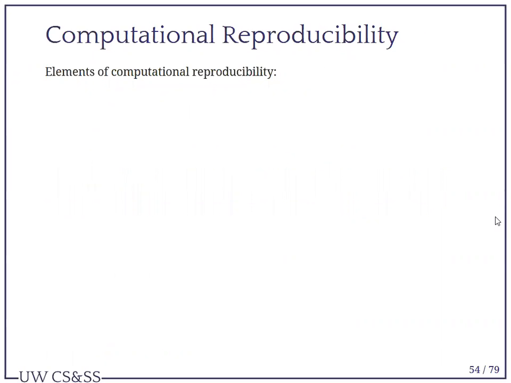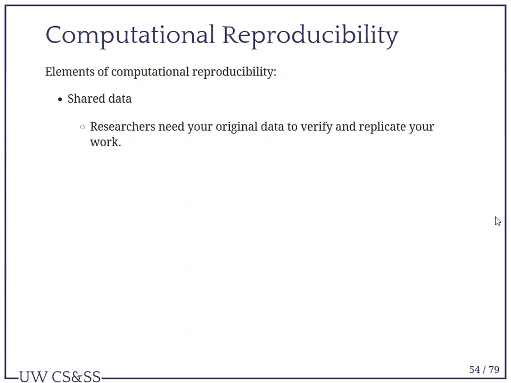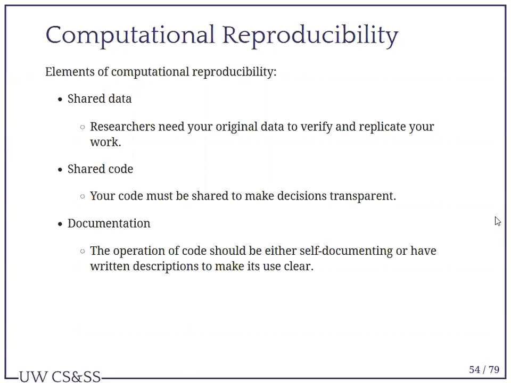Let's talk a bit more about computational reproducibility. The elements of computational reproducibility are shared data. Researchers need your original data to verify and replicate your work. There's also shared code. Your code must be shared to make decisions transparent and what kind of assumptions are just built into all of the steps. As well as documentation.